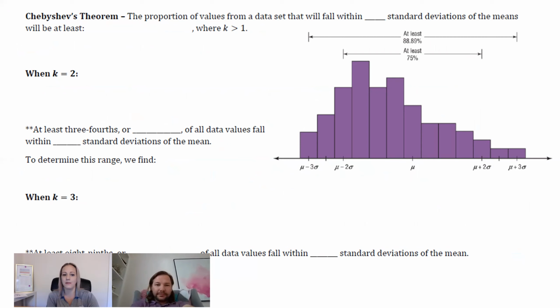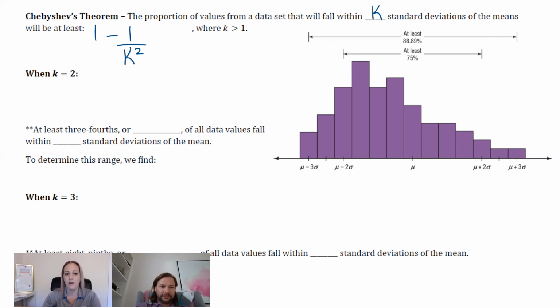Okay, so next we're going to talk about Chebyshev's theorem. This is a theorem that says that the proportion of values from a data set that fall within k standard deviations of the mean will be at least a certain amount. So his theorem basically gives us a lower bound on the amount of values that fall within a certain number of standard deviations from the mean. Specifically, that lower bound is 1 minus 1 over k squared, where k is some whole number larger than 1.